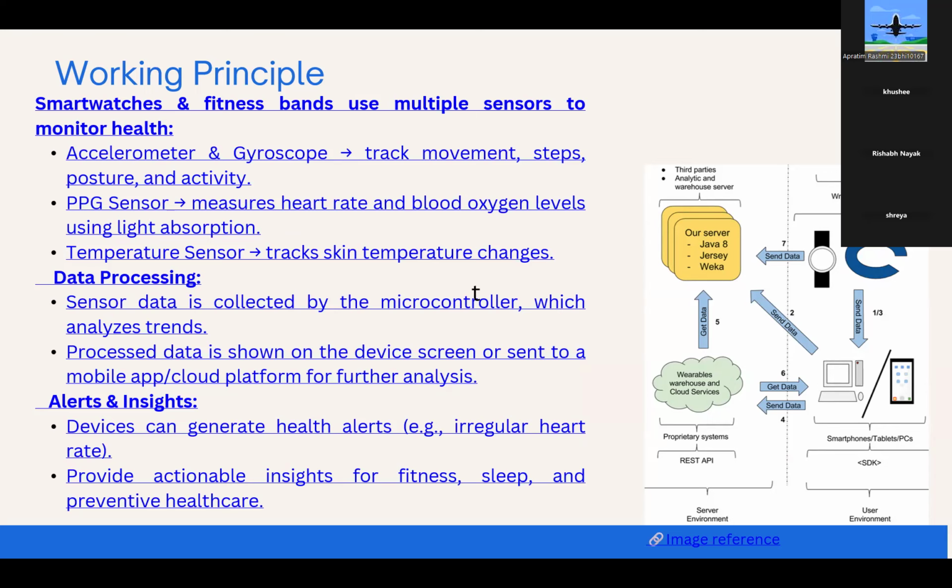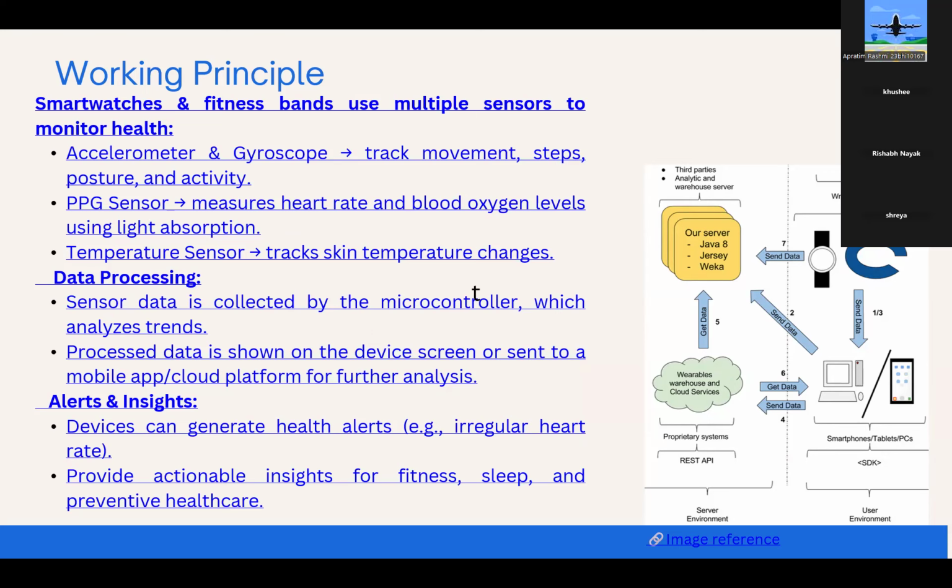Now we will discuss the working principle of smartwatches and fitness bands. The working principle can be explained in three stages. First, sensors. These devices are equipped with different sensors. An accelerometer and gyroscope measure motion, steps, and posture. A PPG sensor uses light absorption to measure heart rate and oxygen levels. Some models even include temperature sensors to track changes in skin temperature.